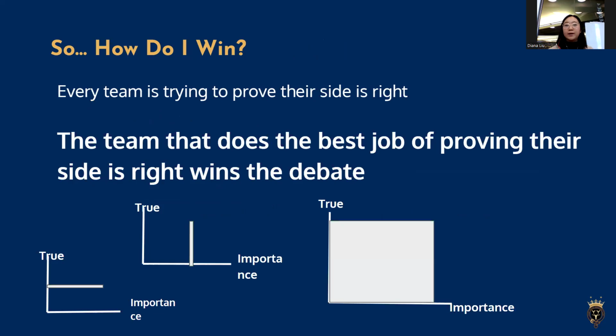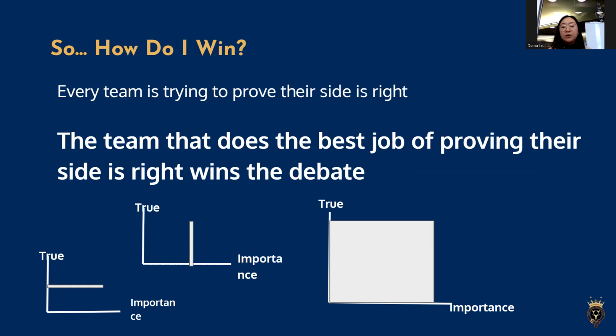So how do you win a round of BP debate? Because each of the four teams are trying to prove that their side is right, and the team that does the best job wins the debate. So there are two axes that you can think of in how to prove your side is right. Arguments can be true or they can be important, and your job is to have the argument that is both true and important, and that would be doing the best job of proving your side.